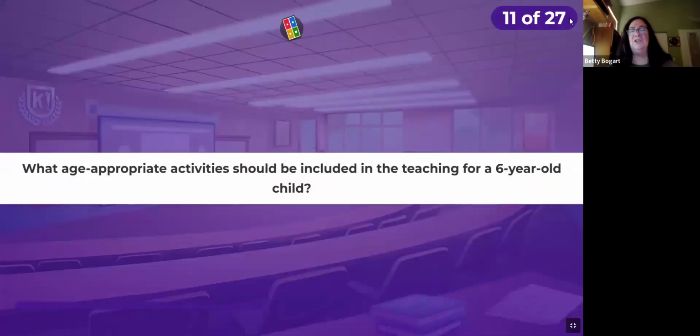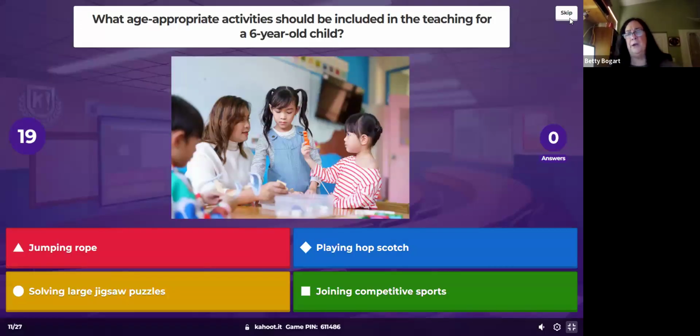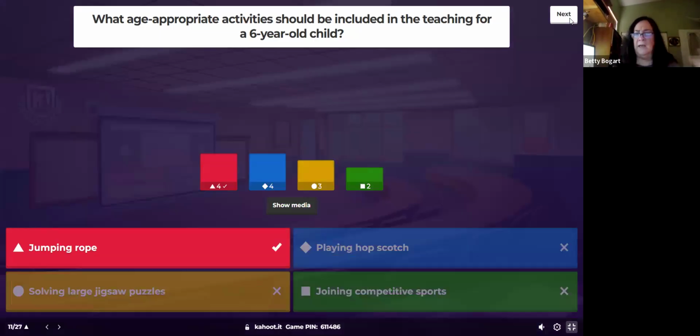What age appropriate activity should be included in the teaching for a 6 year old child? Age appropriate. Remember, school age children, you want to challenge them to do something, but you don't want to make it so they can't compete and finish it. You understand? This is too hard. I can't. Now I'm frustrated. What can I do? Maybe a little help. So I'm going to be able to jump a rope. Solving a large jigsaw puzzle, that's not going to give any challenge, right? Playing hopscotch, maybe, maybe not, I would say with that.